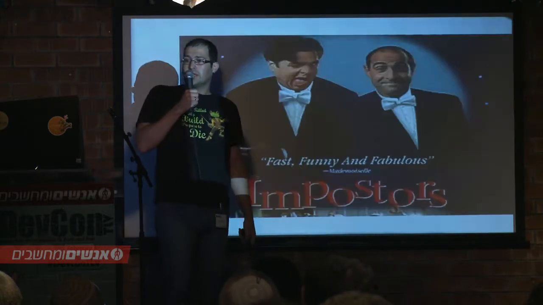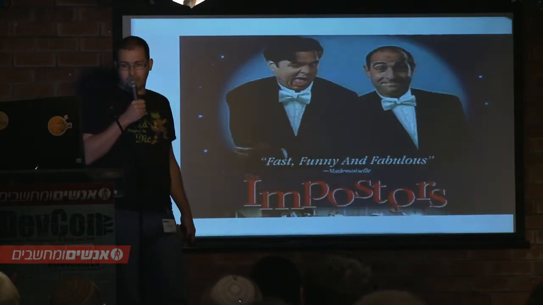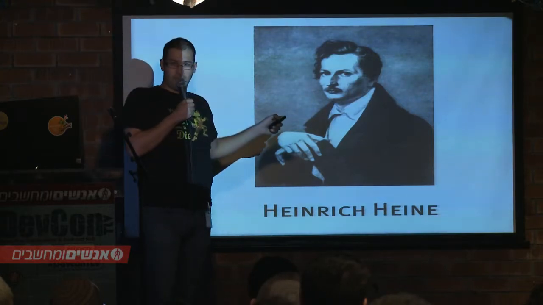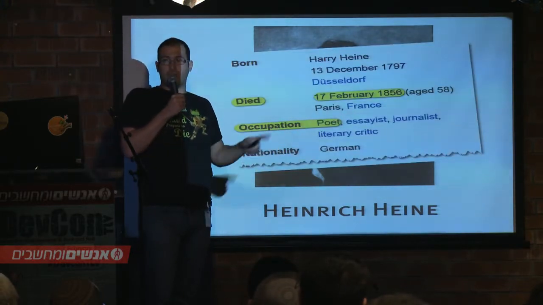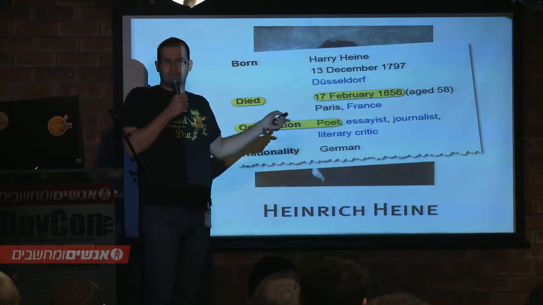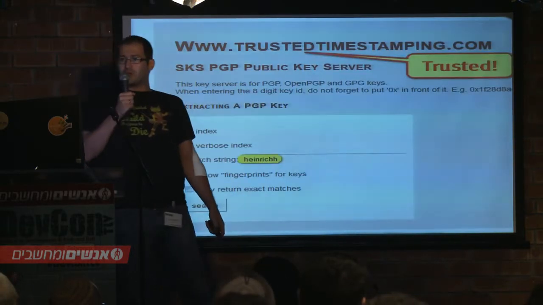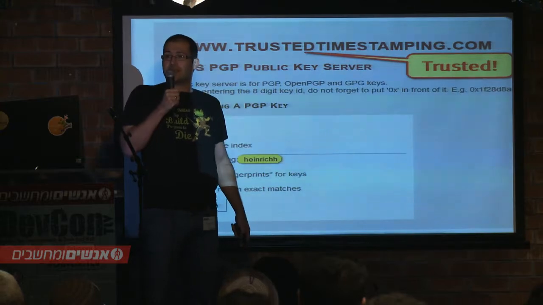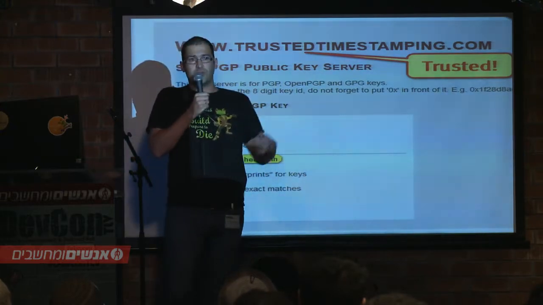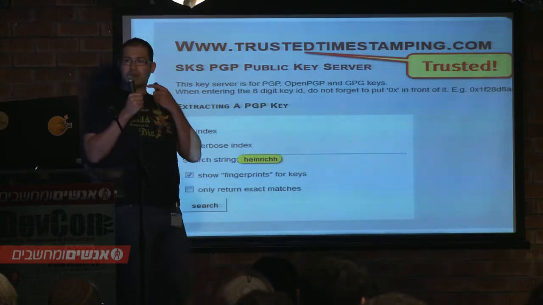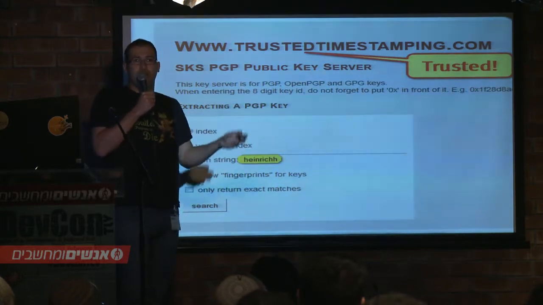Lesson number 2 is about imposters. This guy is Heinrich Heine. He's actually a German poet who died a long time ago. Now let's go to the public key server, which should give a unique identity based on the username, and we'll try to search for the mail of Heinrich Heine.